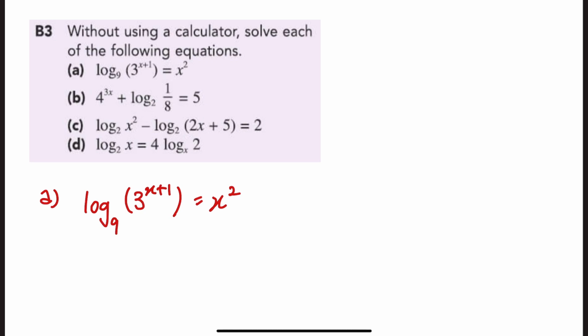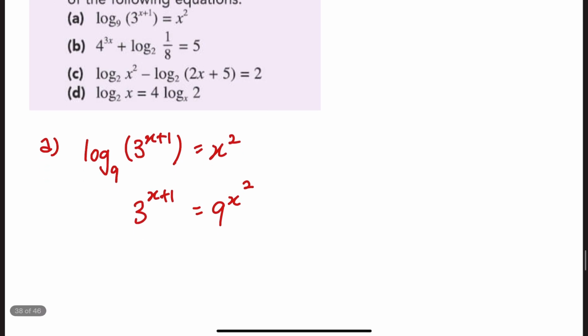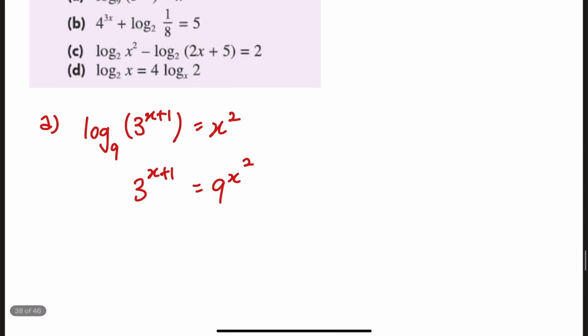To solve this, let's turn this to exponential form to make life easier. Okay, remember how do I turn this to exponential form? This means that in order to get this number here, the base 9 must have a power of x squared. Okay, so over here, this means that to get 3 power x plus 1, base 9 must have a power of x squared. Okay, therefore, from here, I see base 3 and 9. I can make them the same base. 9 can be written as 3 squared. 3 power x plus 1 is equal to 3 squared, the whole thing, power x squared.